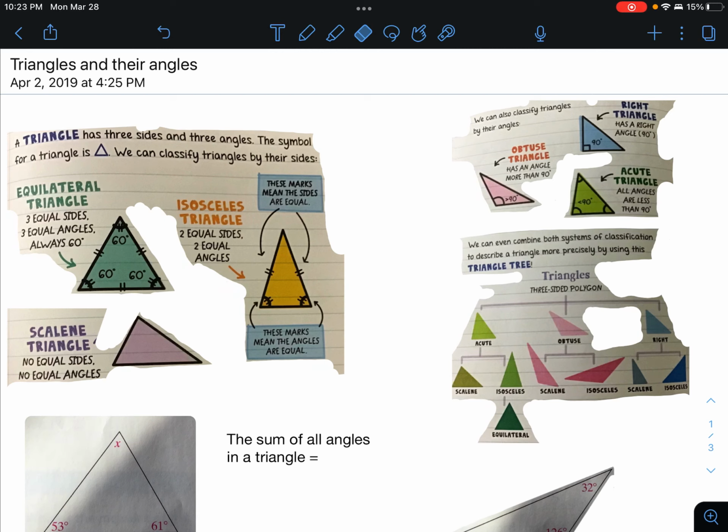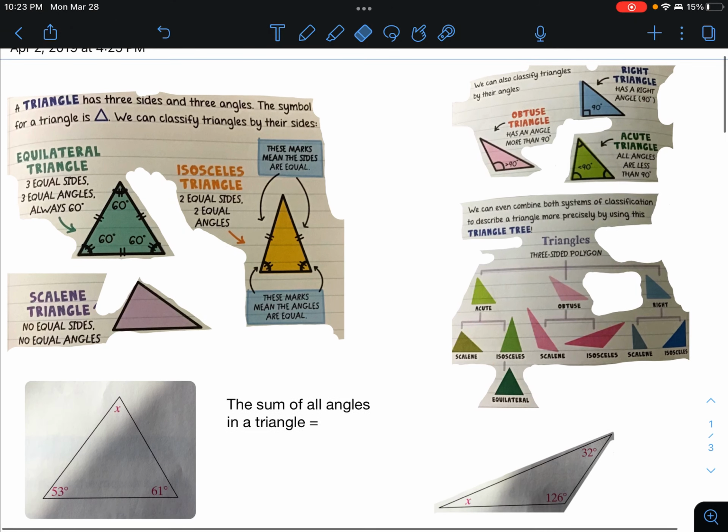Acute can be scalene, isosceles, or equilateral. The obtuse as well can be scalene or isosceles. And then a right triangle can be scalene or isosceles. So all the triangles can be scalene and isosceles, but only the acute can be equilateral, because that would have all angles of 60 degrees, which are all less than 90. Okay.